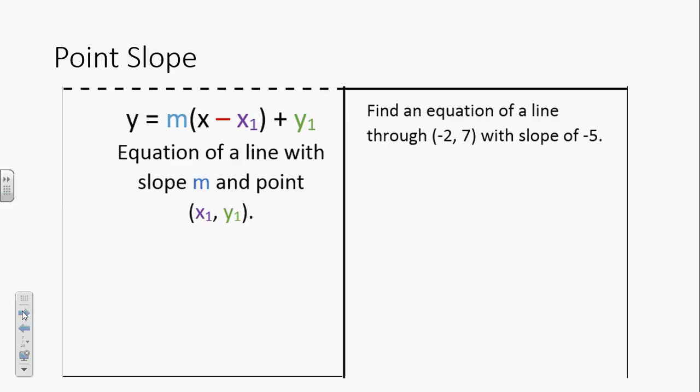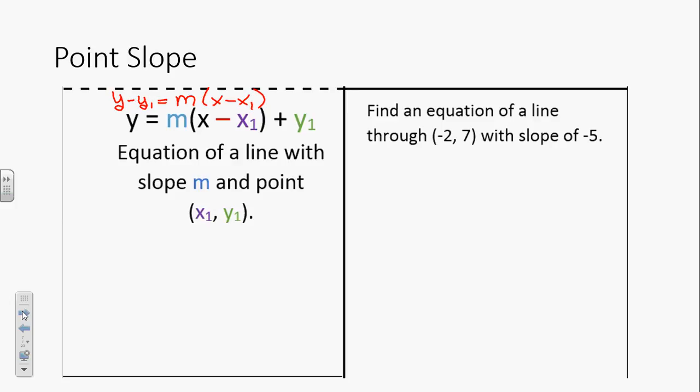Y equals m times the quantity x minus its coordinate plus y1, y's coordinate, is what we can call an equation of a line with a slope of m going through the point x1, y1. Okay? This is one way of writing it. It has less steps to it. Another way to write it is y minus its coordinate is equal to the slope times x minus its coordinate. They look almost identical. It's just that this y1 went over here, and now it's positive. Okay?